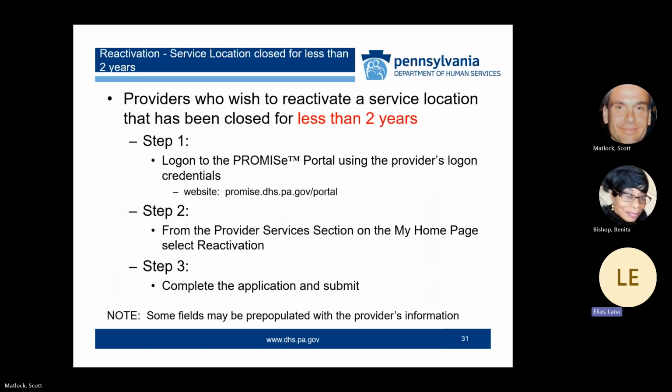Now, providers who wish to reactivate a service location that has been closed for less than 2 years, the process is a little different. You need to log on to the Promise portal using the provider's logon credentials. From the provider services section on the My Home page, you want to select reactivation and then complete the application and submit. Again, some of the fields may be pre-populated with the provider's information.